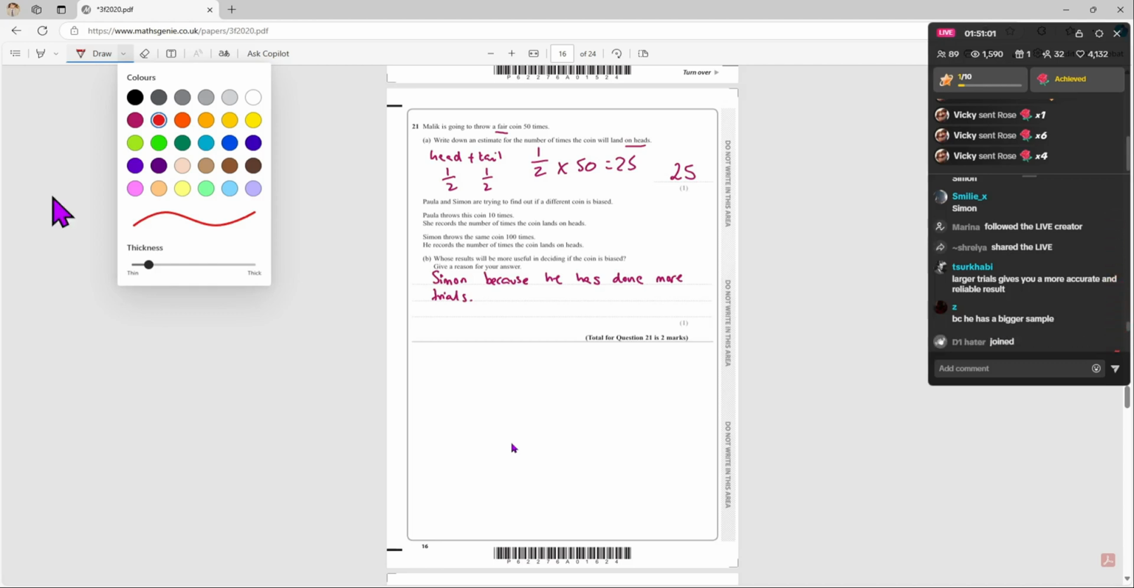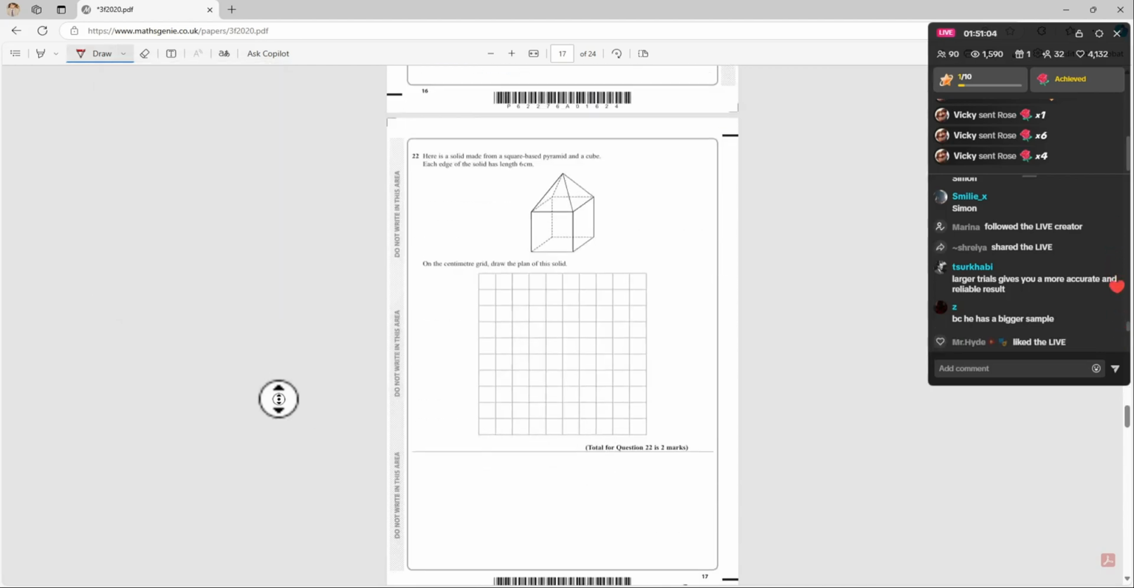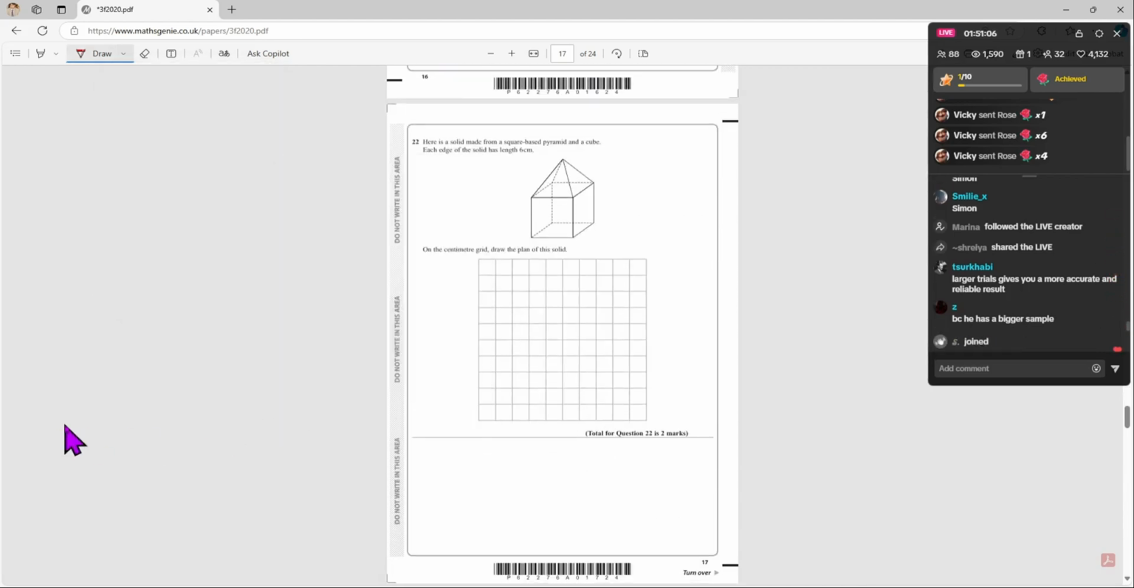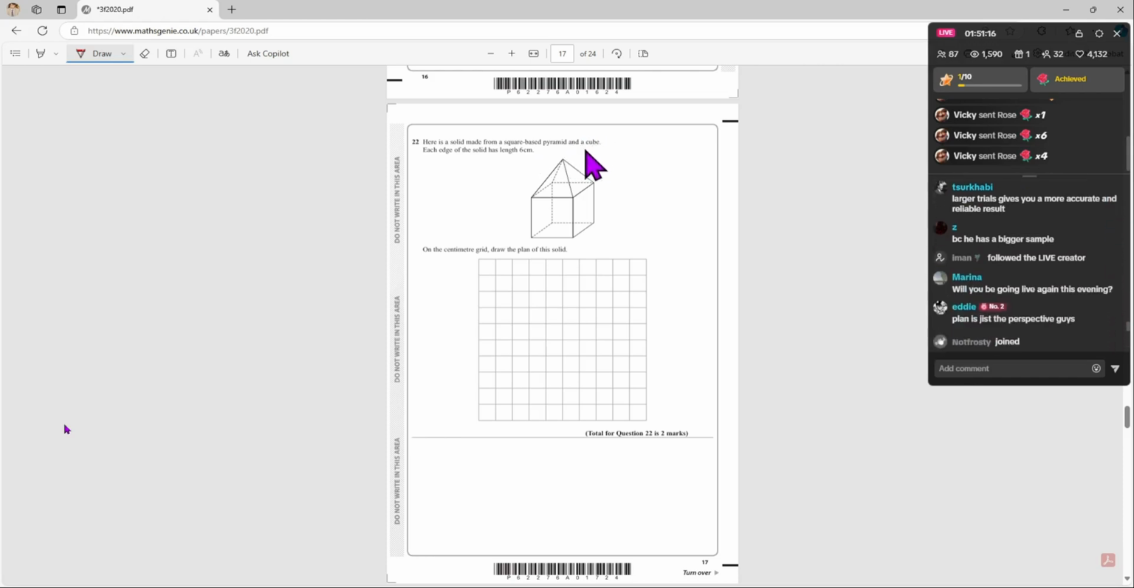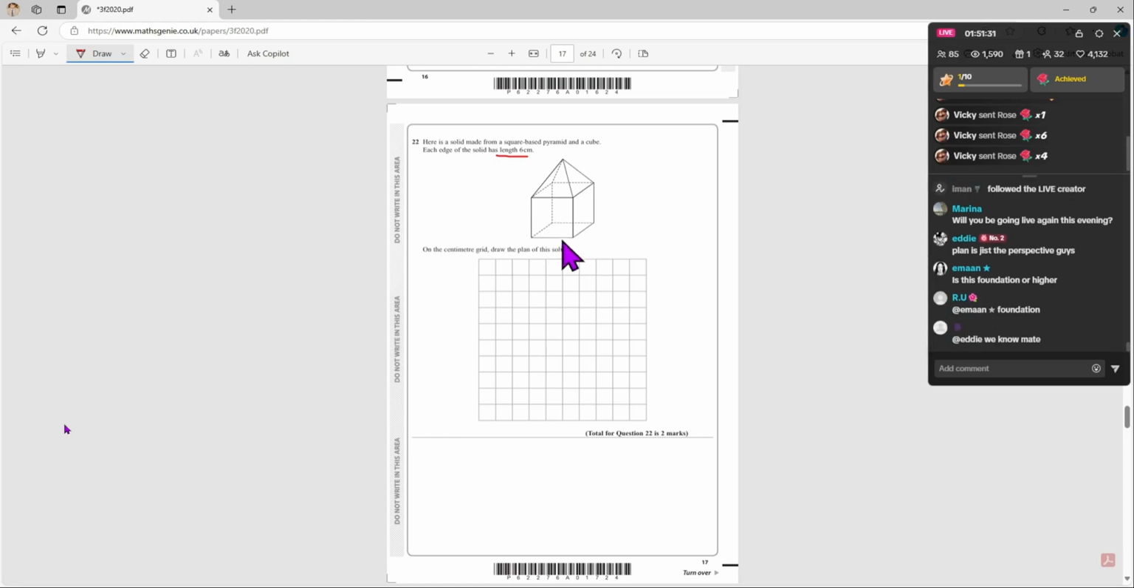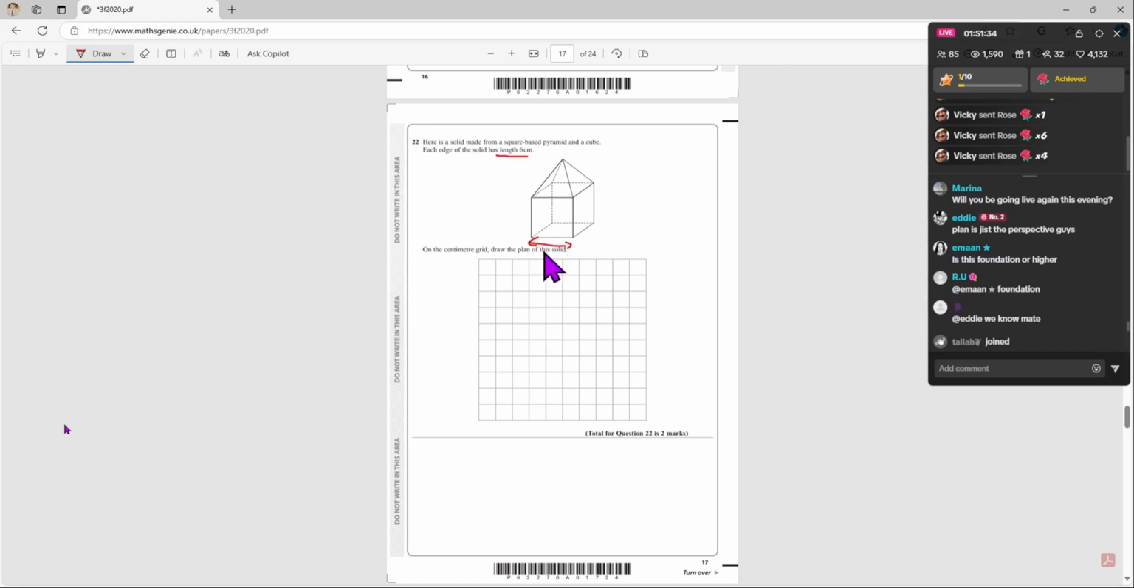So let's look at our next question. Question number 22. Here is a solid made of a square-based pyramid and a cube. Each edge of the solid has a length of 6 centimeters. On the centimeter grid, draw the plan of this solid. So first of all, we know that each of these edges is 6 centimeters in length.